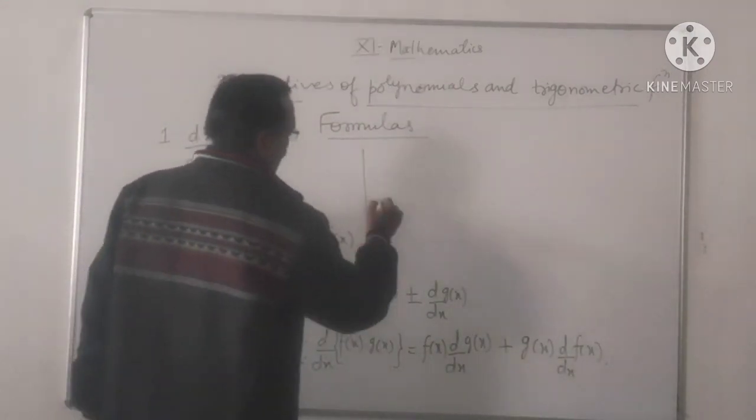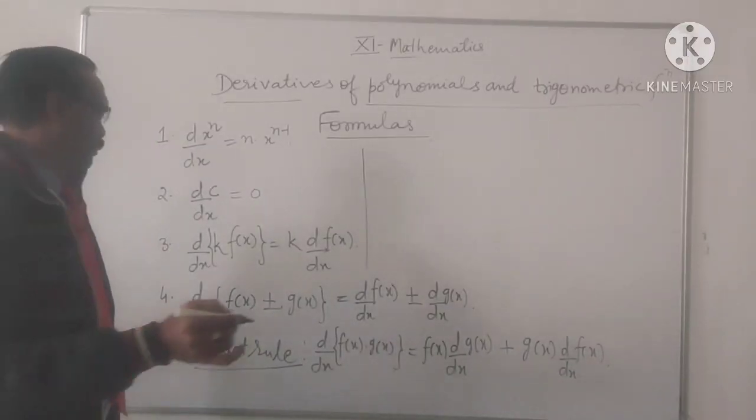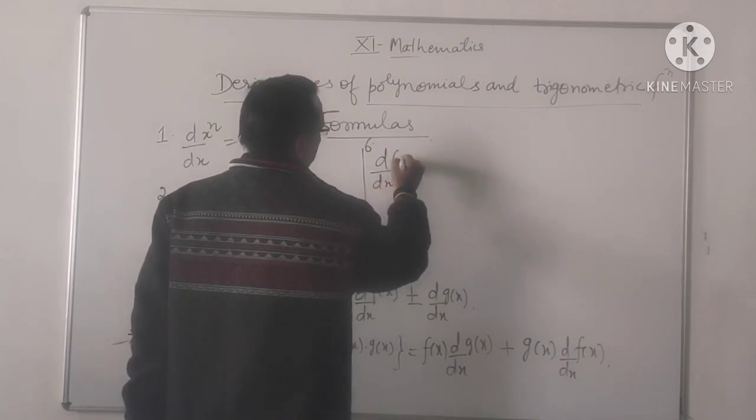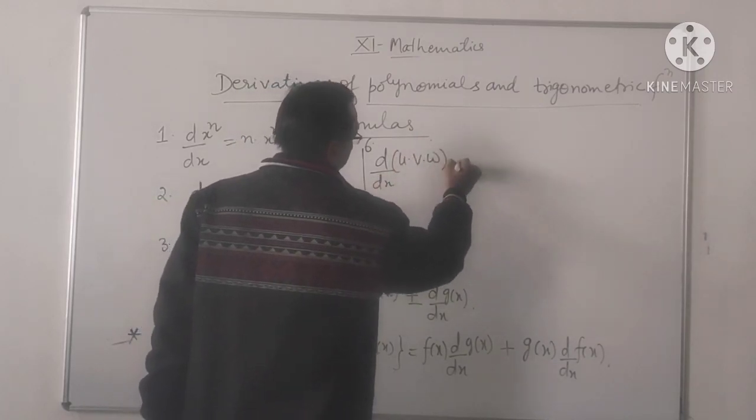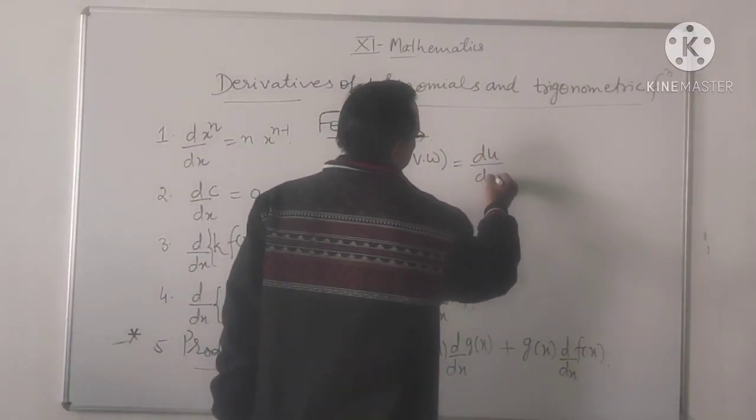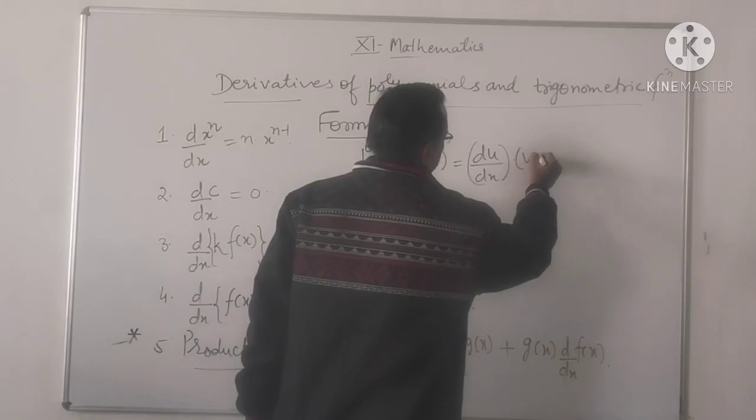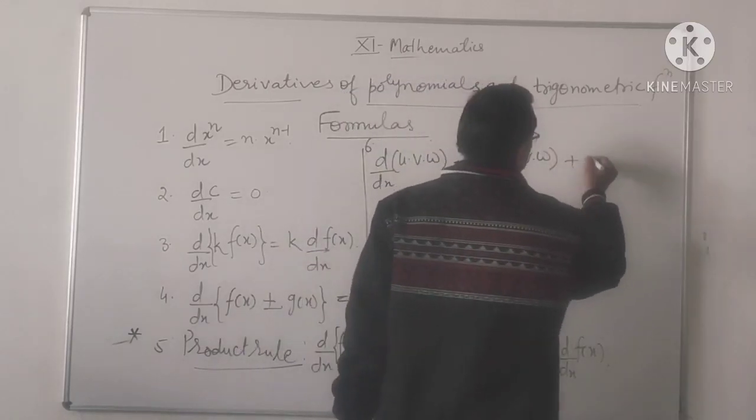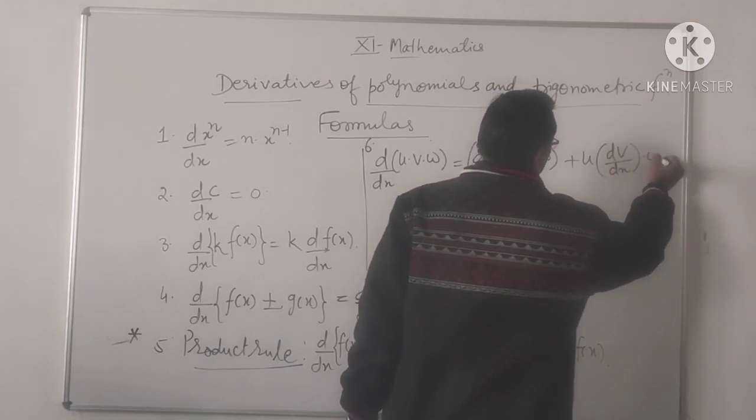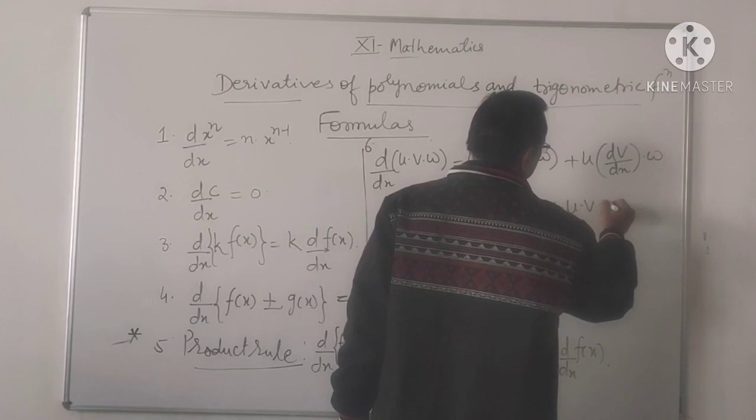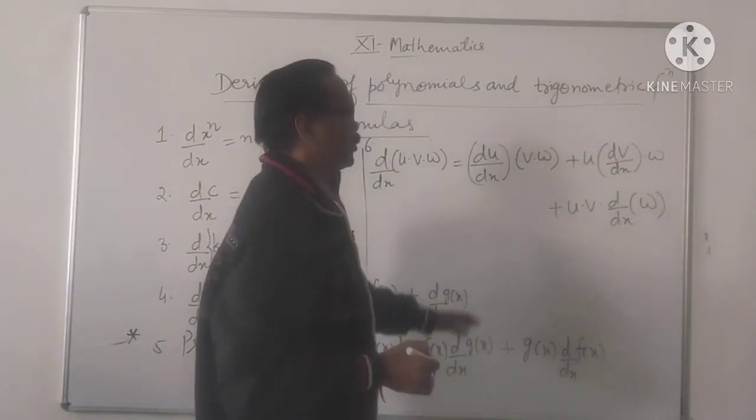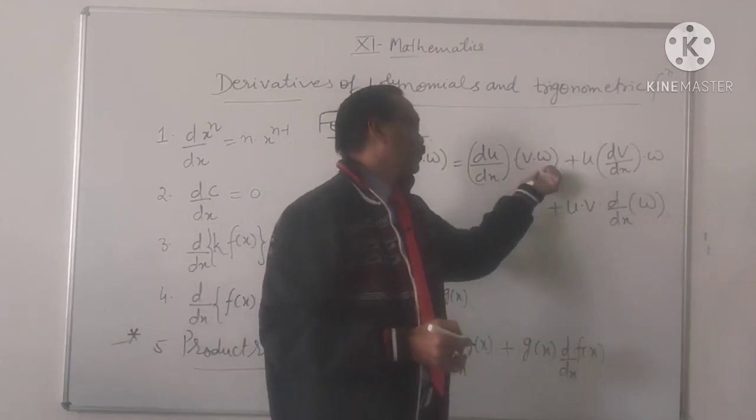Student, let there be three functions u, v and w. Formula number 6, d over dx of suppose u into v into w. Then you will differentiate one function. d over dx of u, v and w as it is, plus u as it is, dv over dx, then w, plus u into v, d over dx of w. Means you will differentiate one function, then the rest two functions as it is.